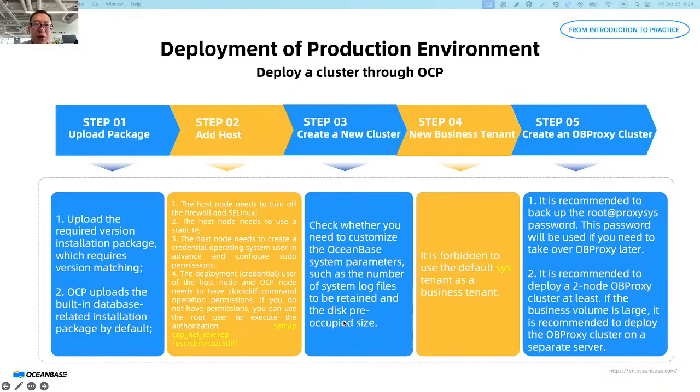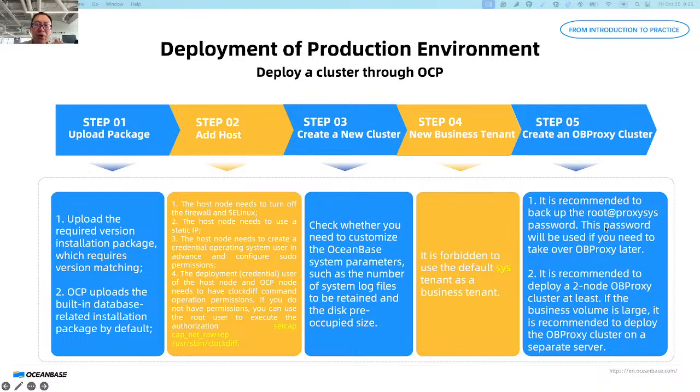The third step is to create a new cluster. Use OCP to deploy a business cluster. You need to pay attention to whether you need to customize the OceanBase system parameters, such as the number of system logs to be retained and the disk preoccupied size. The next step is to create a new business tenant. The reason why we put this step here is that we found that some users directly use the sys tenant as the business tenant after the deployment is completed. It should be emphasized here that we prohibit using the sys tenant as the business tenant.